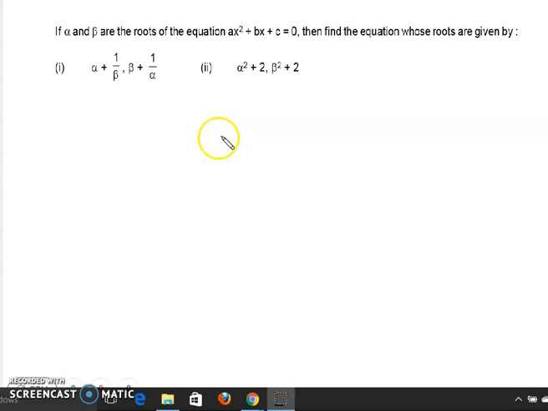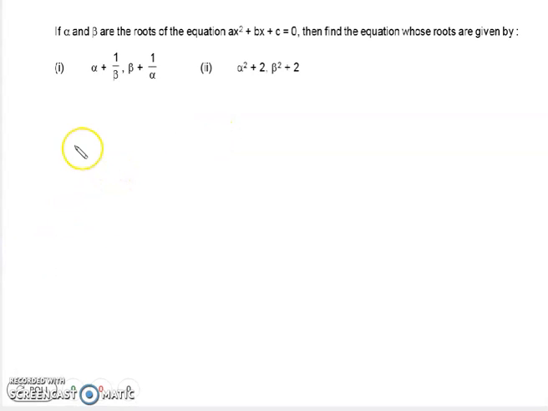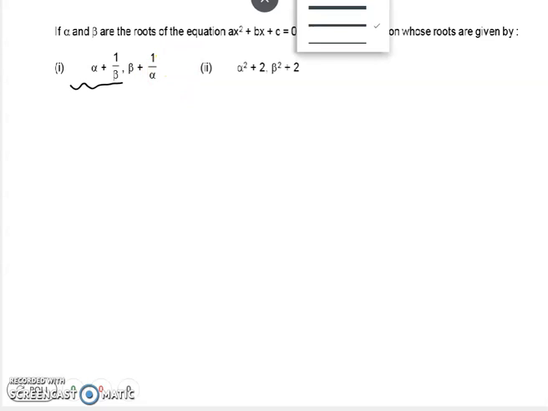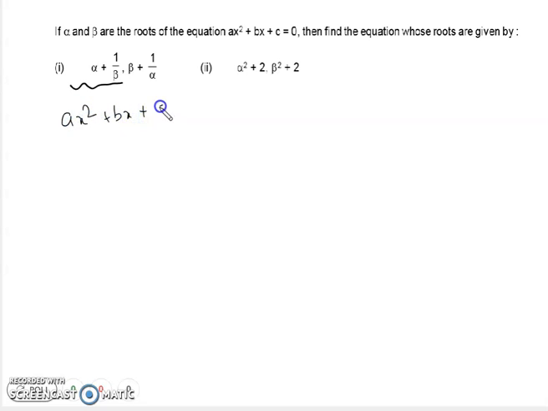So today I am going to discuss a very important question of quadratic equation, guys, right? This equation: alpha and beta are the roots of the equation ax square plus bx plus c is equal to 0, and find the roots of the given equation, right? So first of all, according to the given information, we can write here ax square plus bx plus c is equal to 0.